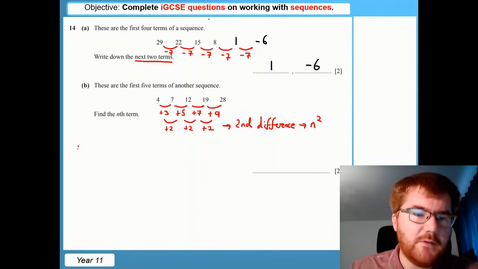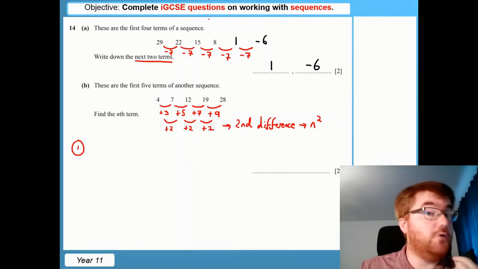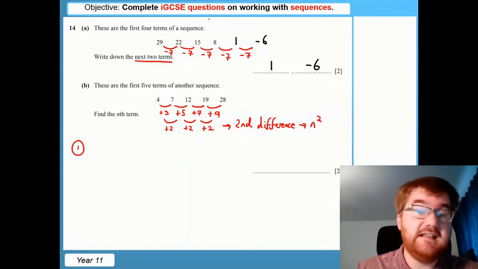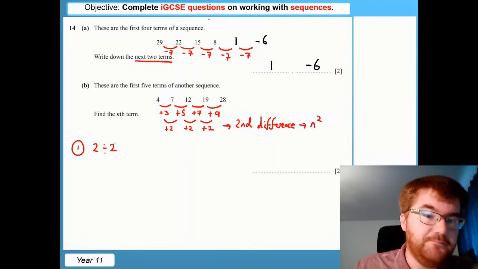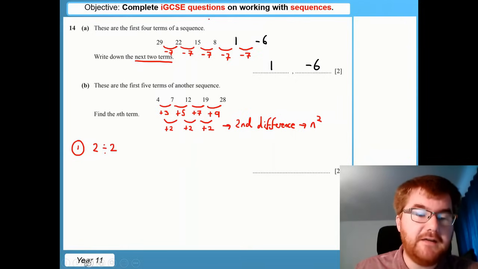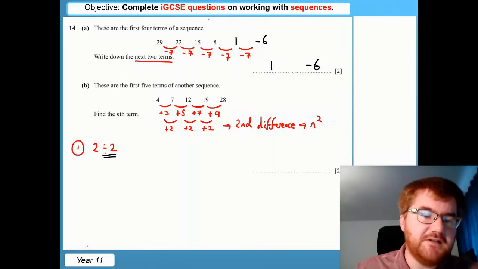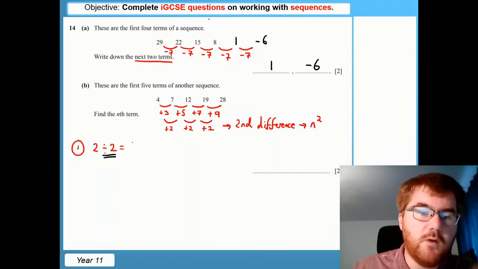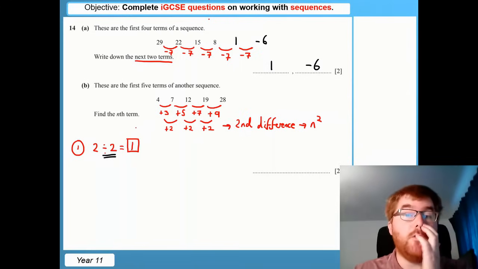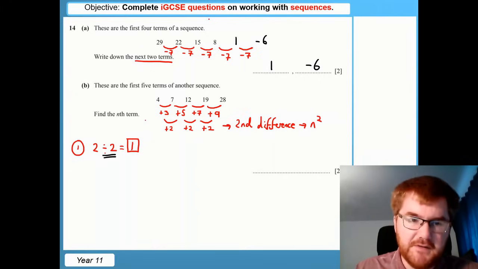Now, the first step that we need to do, and we always do this for a quadratic, is we take that 2 that we just worked out, and we divide by 2. So for quadratic, we always divide by 2, and we'll just quickly do that calculation here. So if we do 2 divided by 2, that's equal to 1. And what this tells us is that we need to write down the 1n squared numbers.